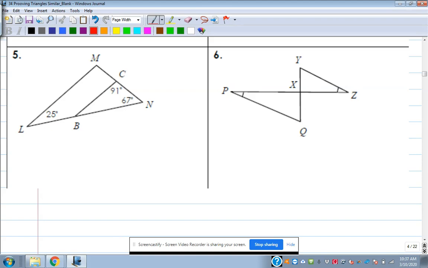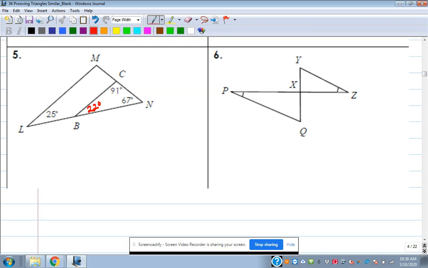We'll get to what you said in a second. How do you know that? Tell me how you got there. 91 plus 67 is 158. Okay. All right, so that'd be 22. And then, so now that tells us enough. We got one angle that's not the same in this triangle from this triangle, right? That's enough to say.